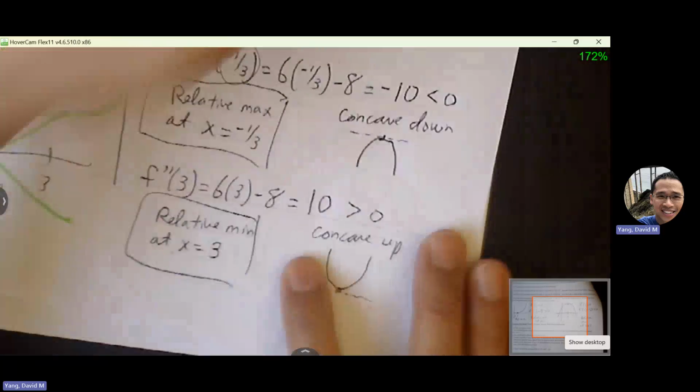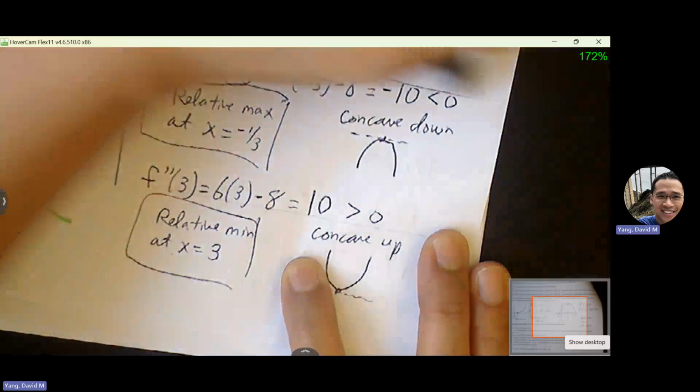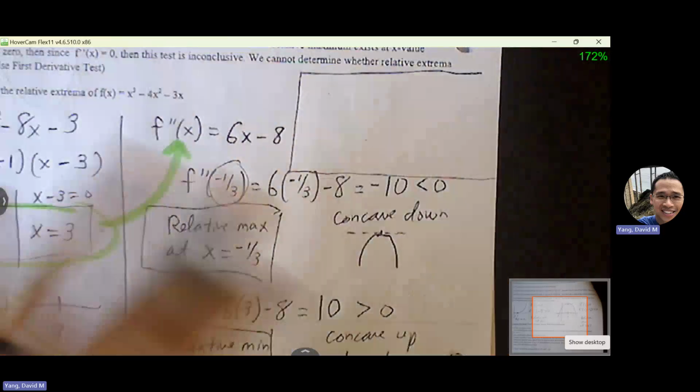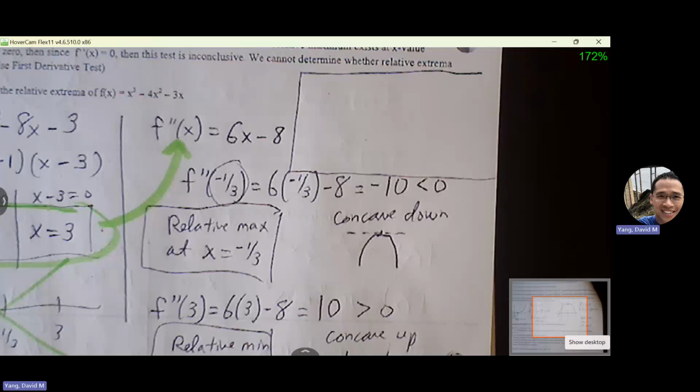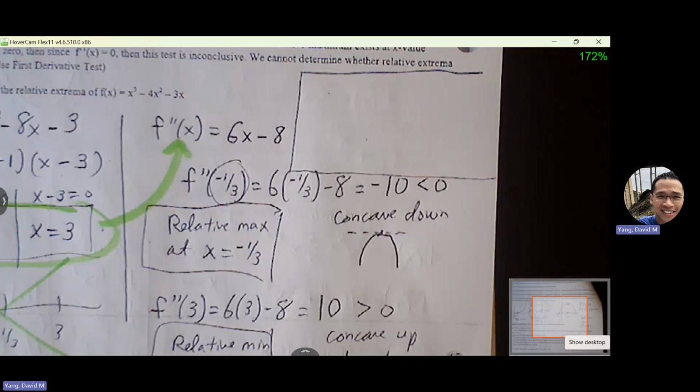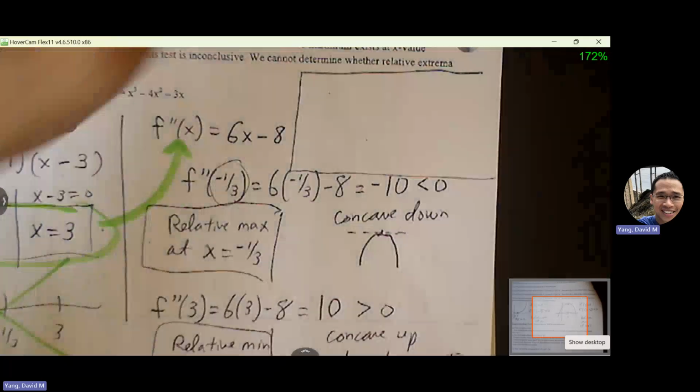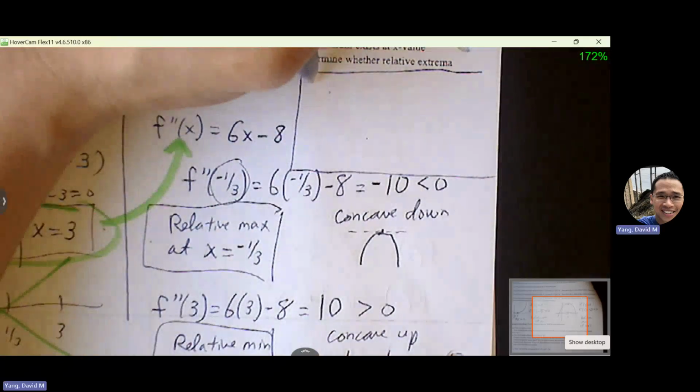Yeah, I just want to show you what a problem could look like on the AP exam in terms of how they may force you into the second derivative test, without being able to use the first derivative test. So let me just show an example here.